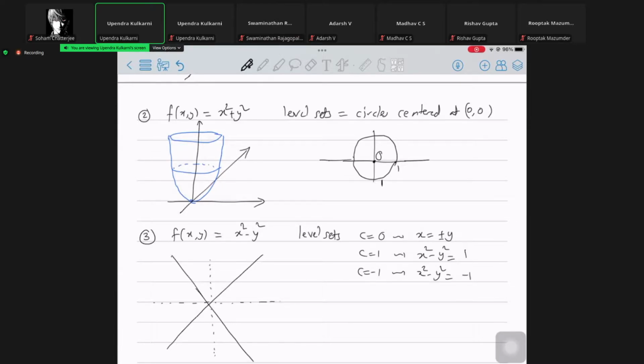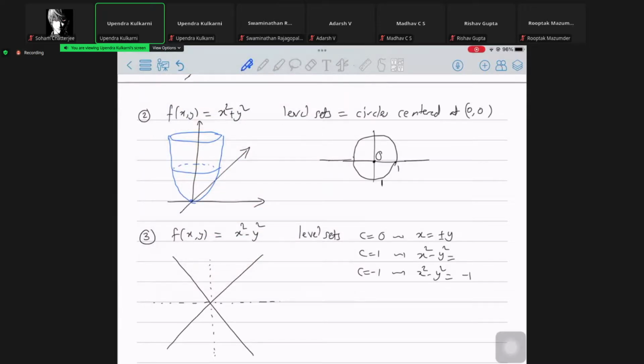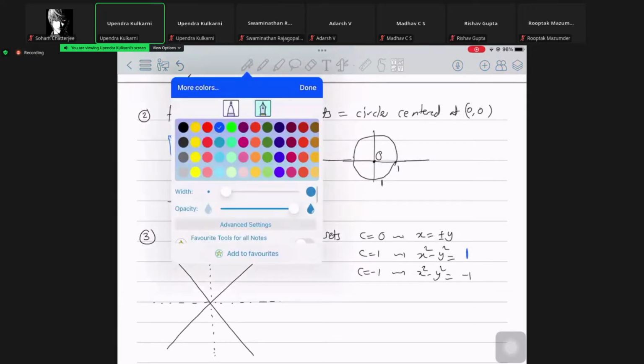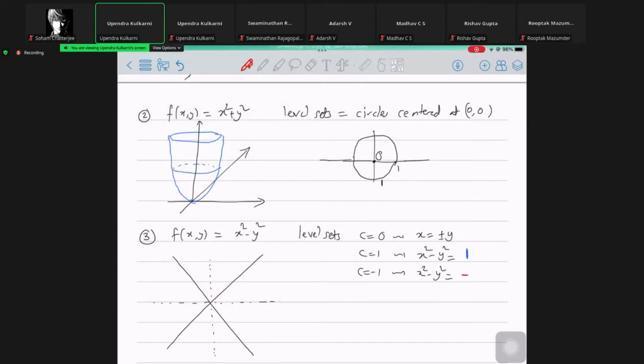Passing through the origin. That's what is intended. Let me see if I can get it right. At right angles and passing through the origin. Okay. What happens if I take this second one? So I start color coding these. So this is 1 and this is minus 1. So let's call this 1. Let's call this minus 1.